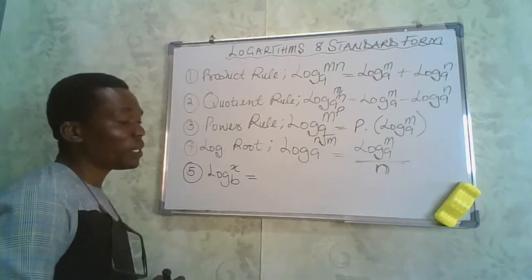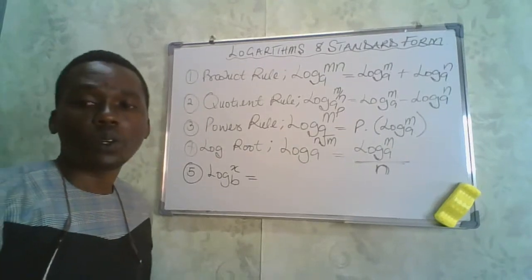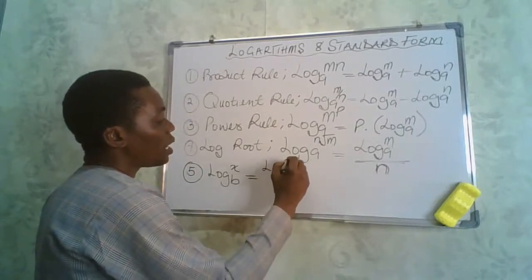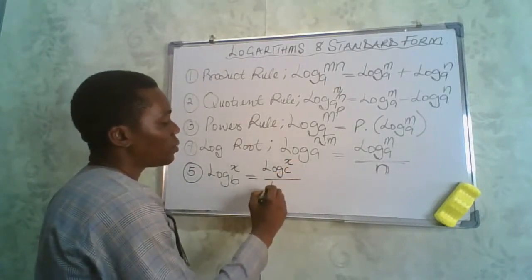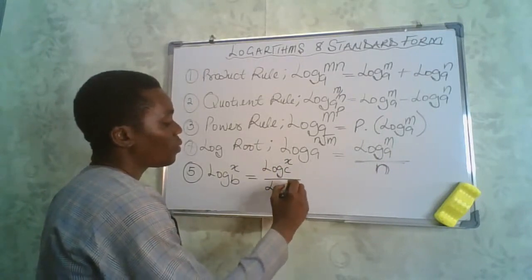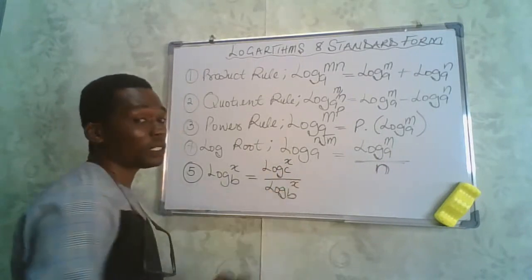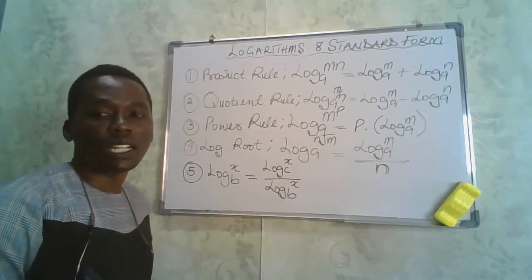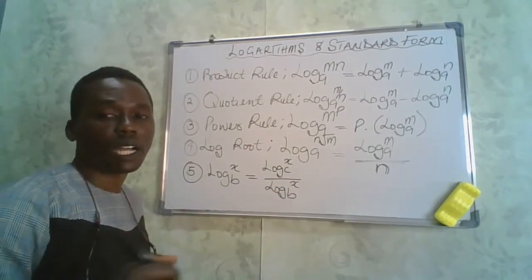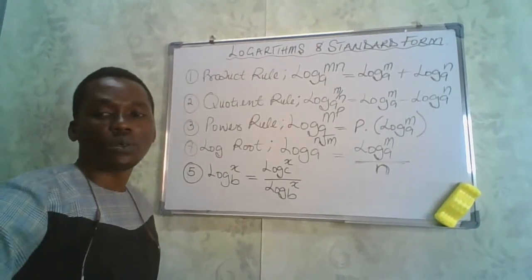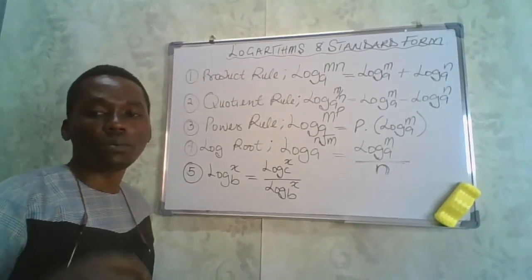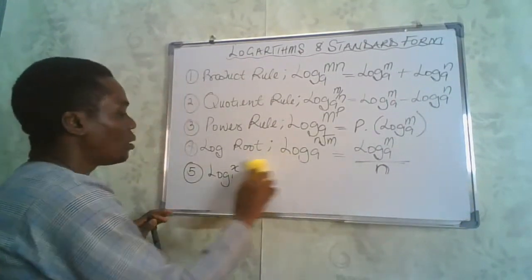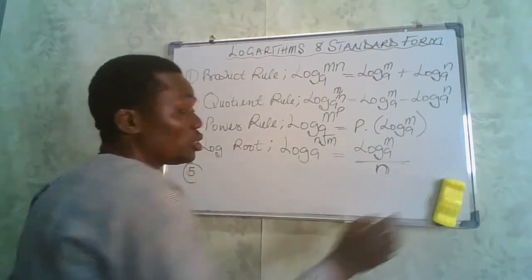The log of x base b can be equal to the log of x base c divided by the log of b base c. Now, do you see that? We are going to look at this rule. We call it the logarithm base change rule.